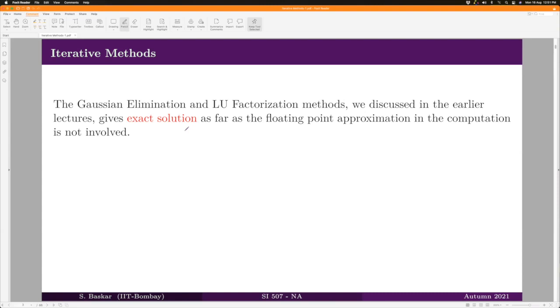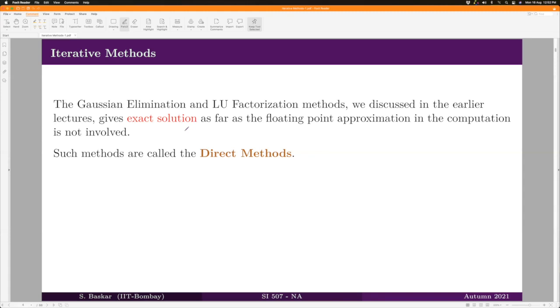methods which are categorized as LU factorization methods. These methods give exact solution when floating point approximation is not involved in the computation. Such methods are generally called direct methods. Well, although they give exact solution when infinite precision computation is applied to them, nevertheless, they are very costly in terms of time taken to compute the solution of this system. Therefore, they are less preferred in applications, especially in those applications where the linear system is very large.